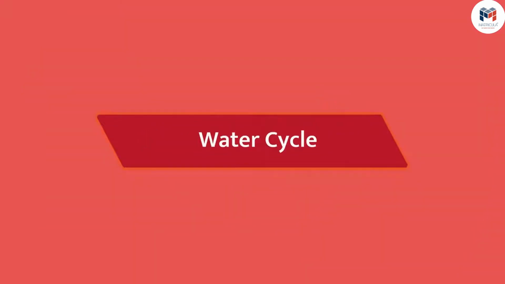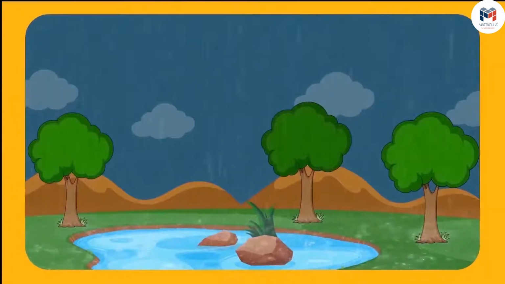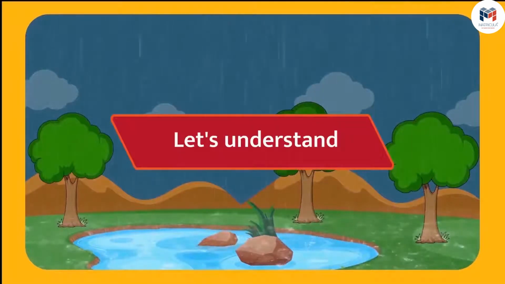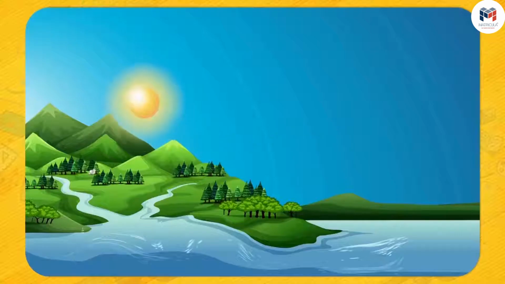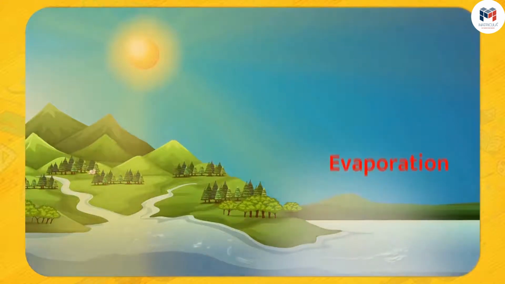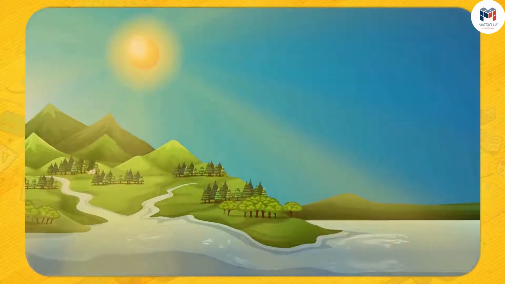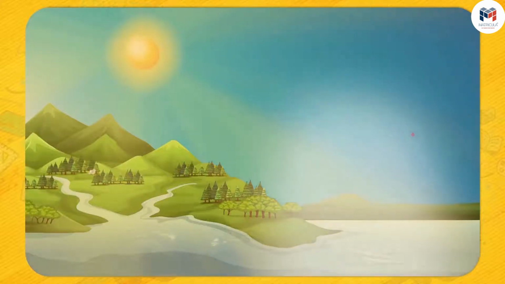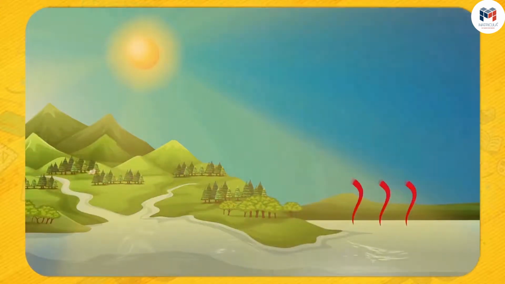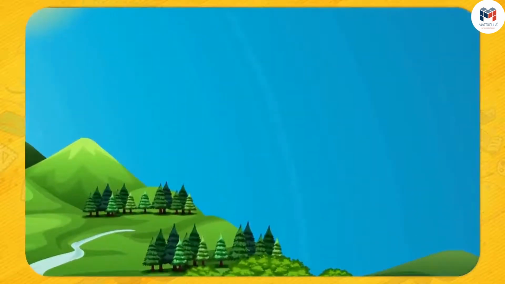First, water cycle. Friends, we all like rain. But how does rain occur? Let's understand. Due to sunlight, the surface of water bodies gets heated up and gets converted to water vapor. This process is called evaporation. But how does this water vapor go into the sky? Think. Well, due to the sunlight during the day, the air also gets heated and it rises. While rising, it gets mixed with the water vapor and finally goes into the sky.